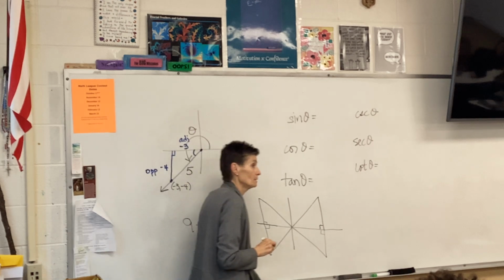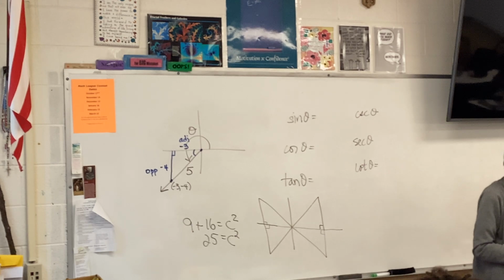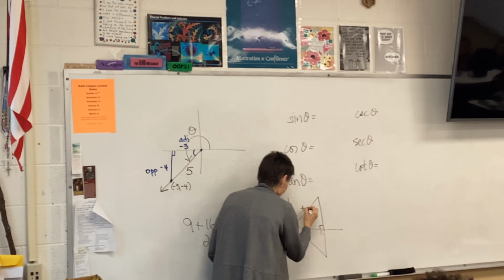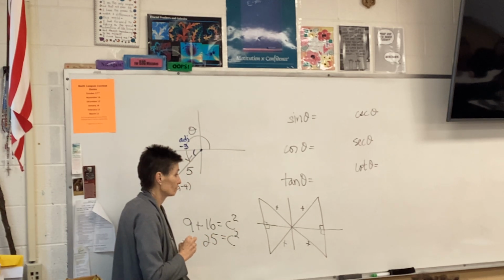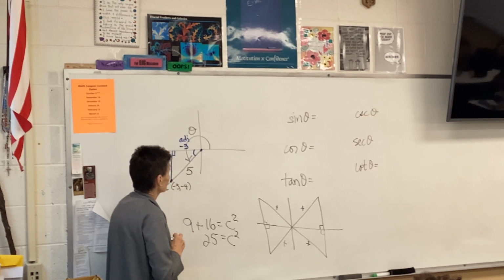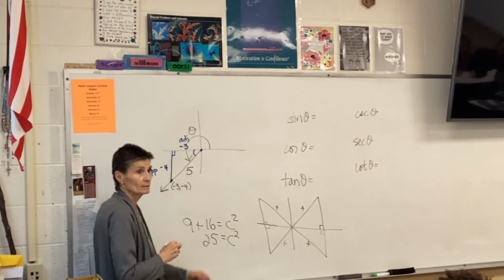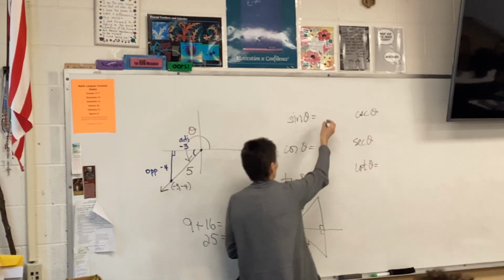Now, lots to remember, but it's easy. Hypotenuse is always positive. So the horizontal can be negative and the vertical can be negative, depending on which quadrant you're in. But these guys are always going to be positive. Okay, great. What's the sine? Sine is opposite over hypotenuse, so -4/5.